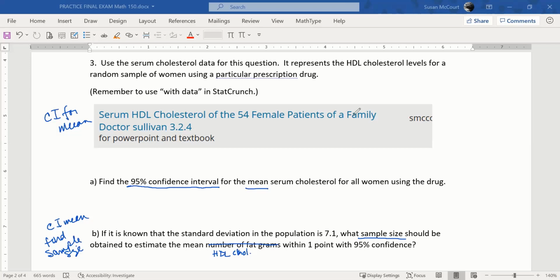So I'm going to write a couple things down so we have that. It's a 95% confidence interval. And then for the second part, it's 7.1 for sigma, and we're within 1 point. And 95% confidence. All right. So I'm going to go find that data, the serum HDL cholesterol.